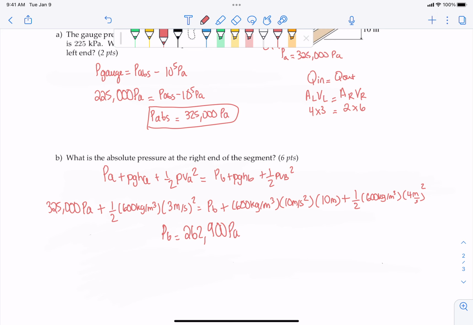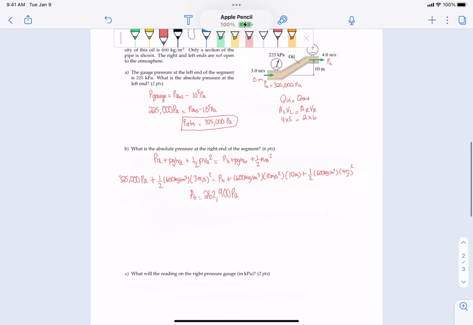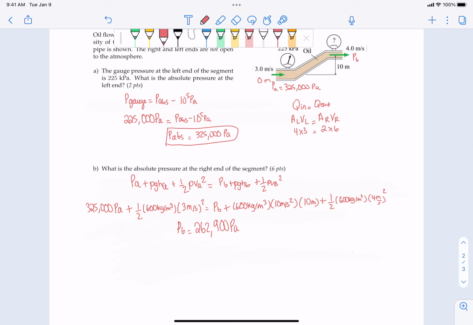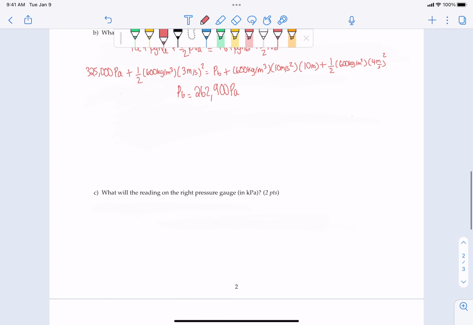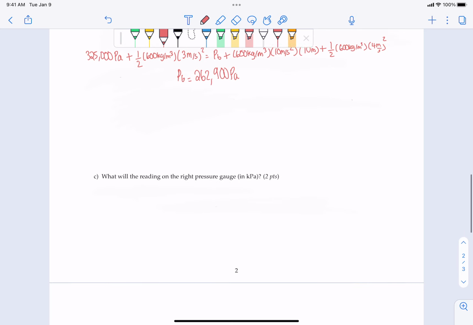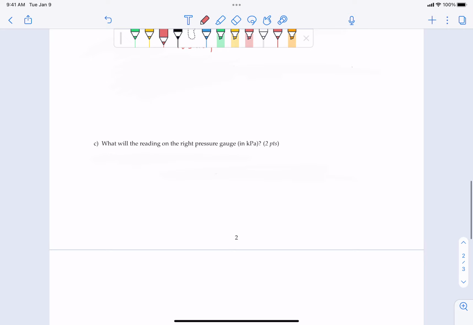And that's the absolute pressure. Now, if they wanted the gauge pressure, it's just a matter of subtracting the atmospheric pressure, which is 10 to the 5th pascals. So that would just be minus 100,000. So that would leave you at 162,900 pascals. And guess what? That's part C. So I didn't look at part C. So there, I gave the answer for it already.